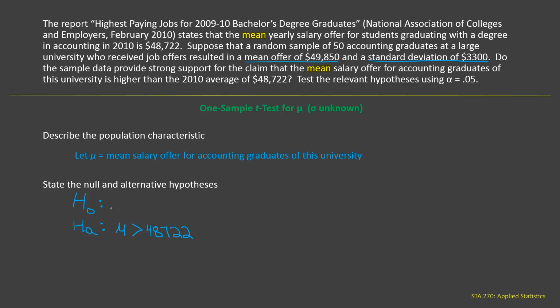The null hypothesis then is that mu is equal to 48,722. This is like the status quo. This is the easiest thing to believe. So our assumption is that the accounting graduates at this university have the same mean salary offer as all other accounting graduates. What we're testing is whether or not our sample data supports the claim that accounting graduates at this university actually receive higher offers on average.